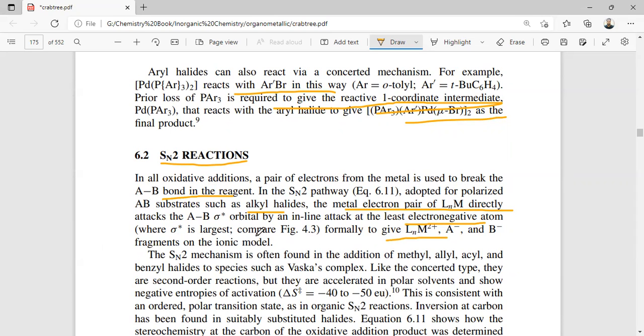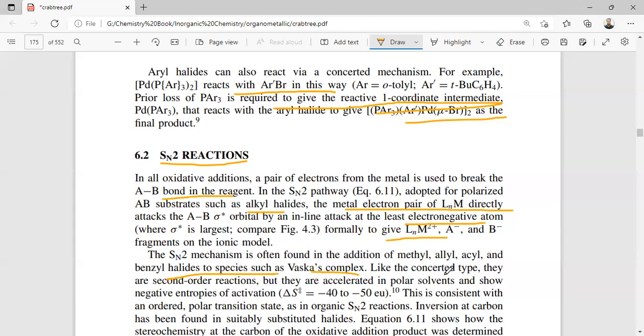So that means for the SN2 mechanism, the direct attack is from the metal to the sigma star orbital of this A-B molecule. So the A-B molecule here is supposed to be a polarized molecule such as an alkyl halide. So the SN2 mechanism is often found in the addition of methyl, allyl, acyl, and benzyl halides to species such as the Vaska complex.